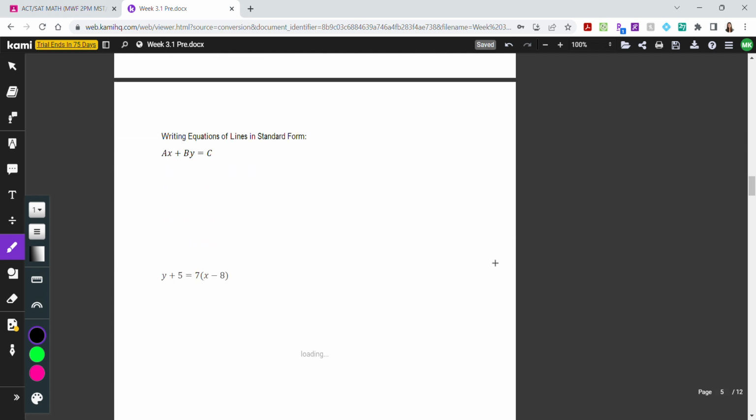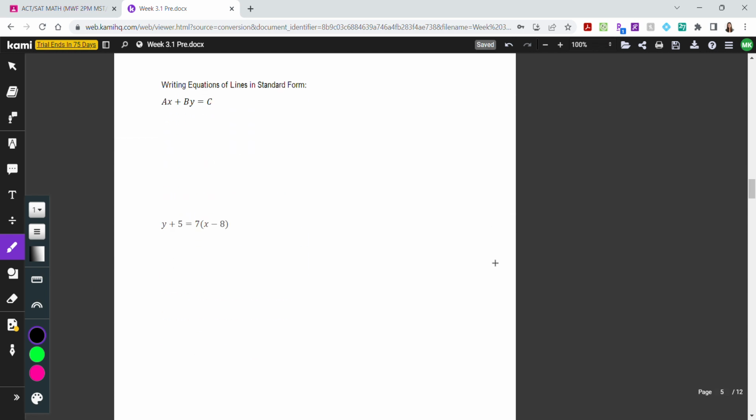Now the next thing that we have is writing equations of lines in standard form. As you can see, this is the format for writing in standard form. You could also write it as ax plus by minus c equals 0, and that's fine. Either or is fine for standard form. All right, so we'll get straight to the bottom.